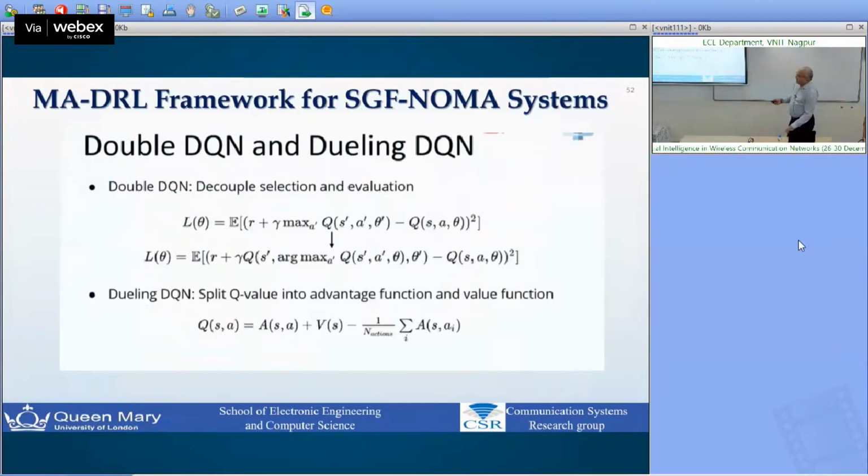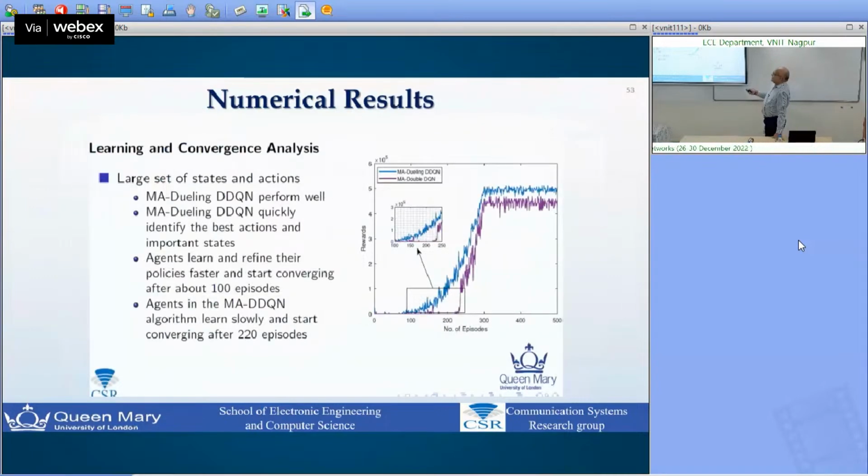Earlier we learned what is meant by double DQN: decoupling the selection and evaluation. Now we split the Q value calculation into two, one the advantage function, the other the value function. That means if a particular action gives only a minor increment, such irrelevant actions and irrelevant states are discarded. Only the best actions and best states are selected, and in that way it can converge faster. That is the purpose of dueling.